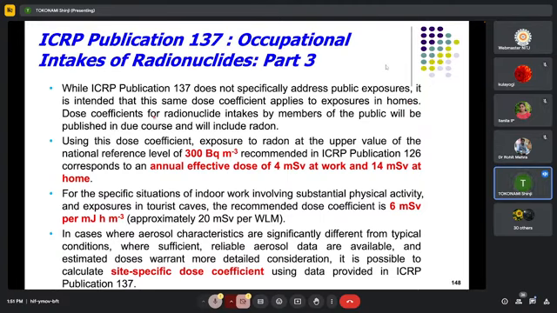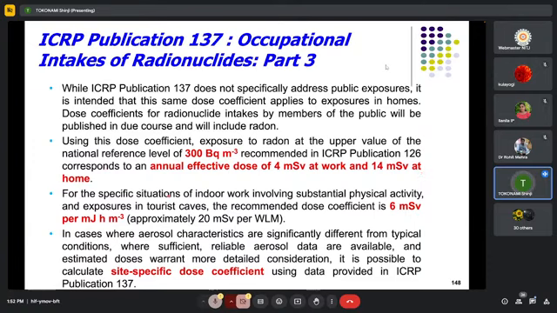Dose coefficients for radionuclide intakes by members of the public will be published in due course and will include radon. Using this dose coefficient, exposure to radon at the upper value of the national reference level of 300 becquerel per cubic meter recommended in ICRP Publication 126 corresponds to an annual effective dose of 4 millisievert at work and 14 millisievert at home.